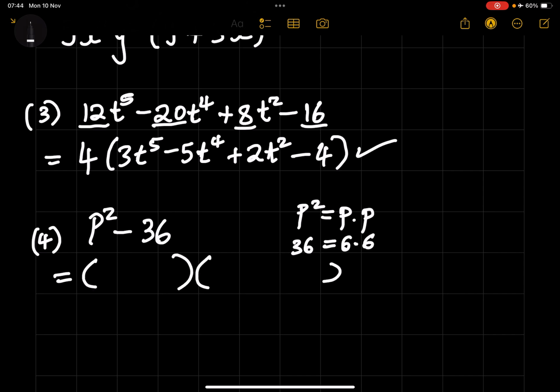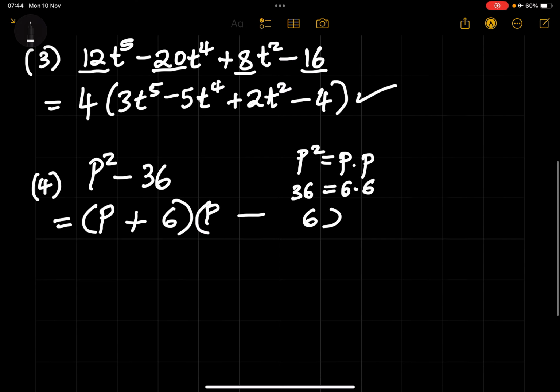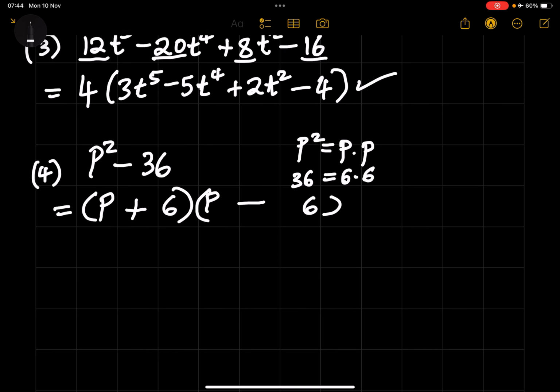So the first term is p squared, so the first terms in the bracket will be p's. Then the second term is 36, so the second terms in the bracket will be 6. Then you always switch the sign, plus and minus. And that is your difference of 2 squares fully factorized. And there was no highest common factor there.